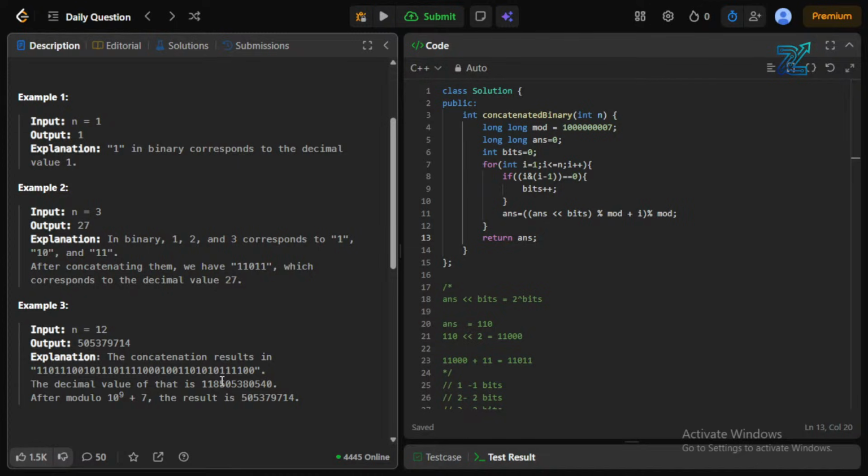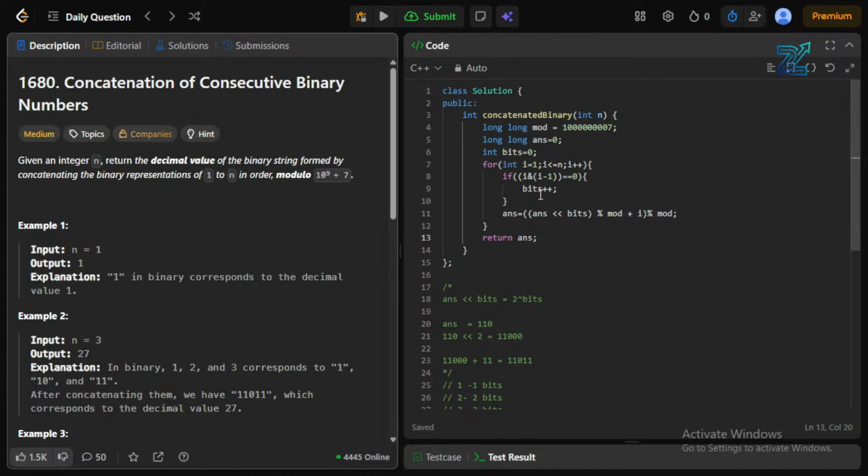Now for that, what are we doing? We are not using strings because the binary strings become very large, so we cannot store it as a string. Instead, what are we building? We are building the number mathematically using bit shifting, right?